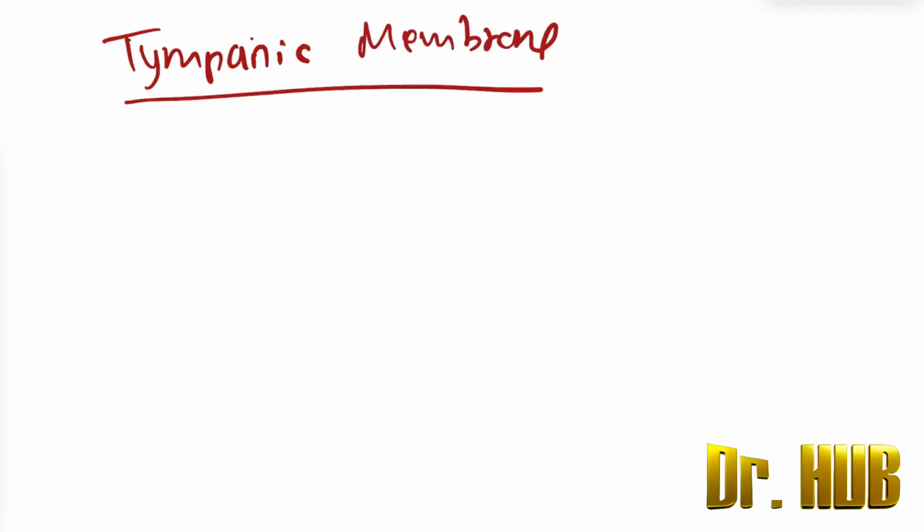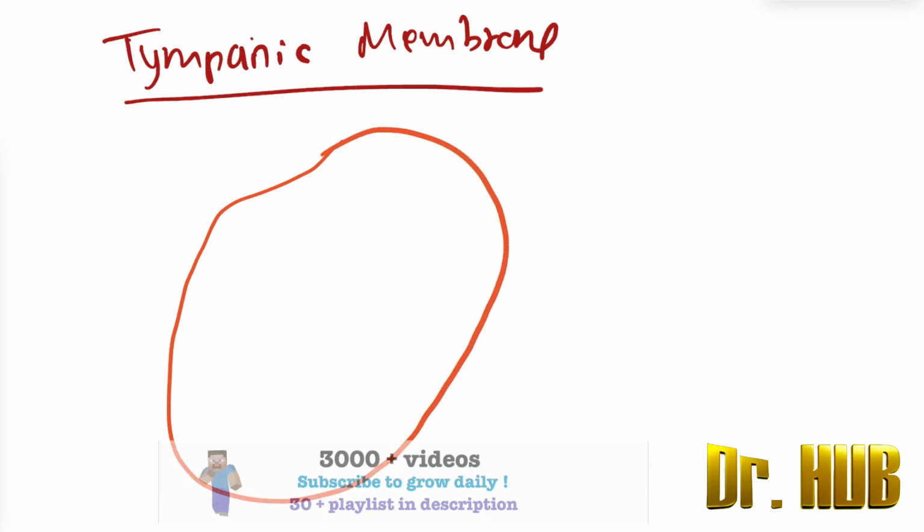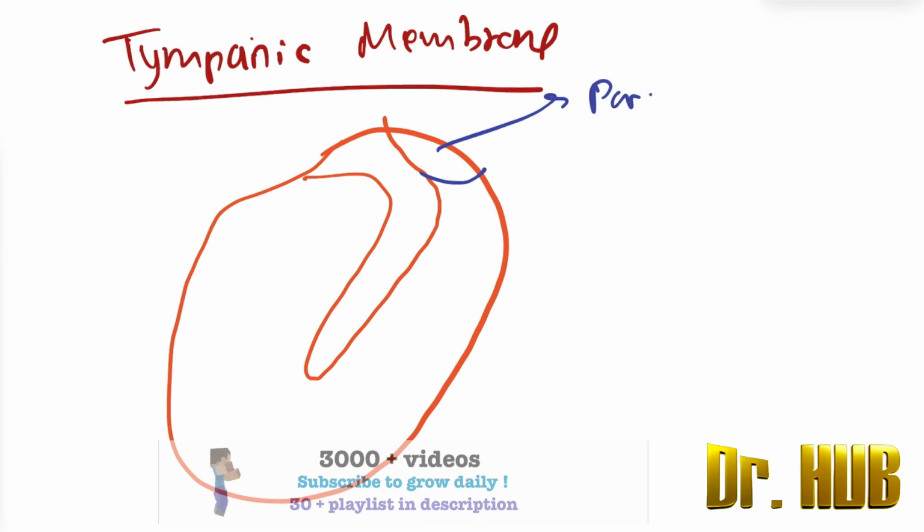Before we move ahead with the description, let's draw a rough sketch and label the parts. This will help us in the further video. Usually when we draw diagrams, it's better to mark them as soon as we draw them. So this is the pars flaccida.